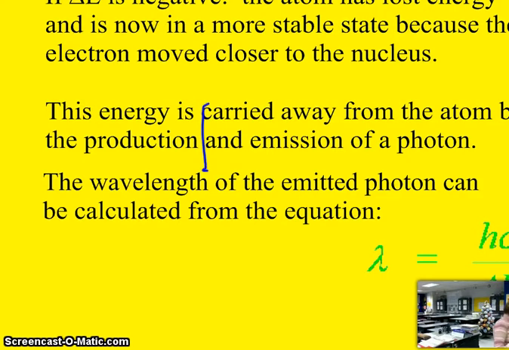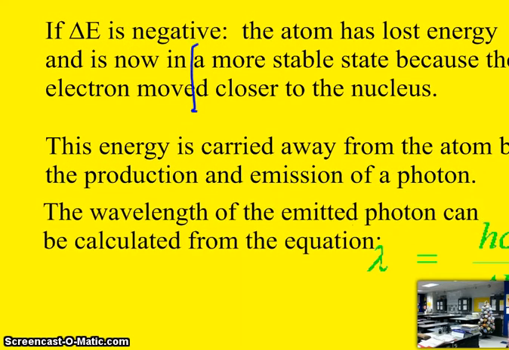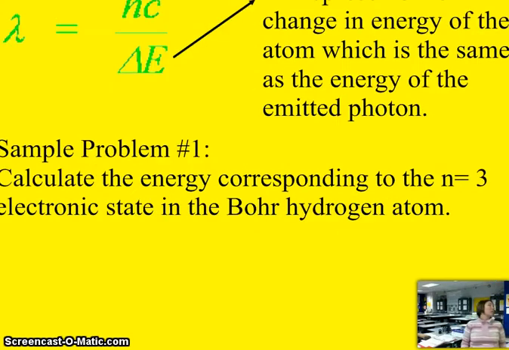If the change in energy is negative, then the atom has lost energy and is now in a more stable state because the electron moved closer to the nucleus. However, if it's positive, that means it absorbed energy and moved away from the nucleus. And again, as it moves, it releases energy in terms of photons of light. Usually each element is a particular color to our eye, but we can actually calculate and then observe the wavelengths with a prism if we look through a prism.